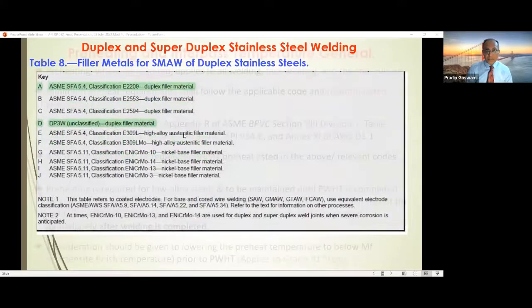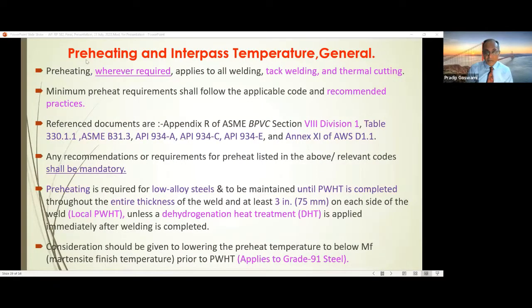And next, these are general commentaries on preheating and interpass temperature control. Preheating, as you can see here, whenever required, it has to be in place. And for preheating control, there are various documents or guidelines in place. There is Section 8 Div 1, we have Section B31.3, and we have these API specifications as well as D1.1. So depending on which code you follow, what is the design code specification in place, you have the flexibility to adopt the recommended preheat. But again, that particular preheat is only the recommended one. Whatever is followed during the procedure qualification or establishing the PQR, that becomes mandatory.